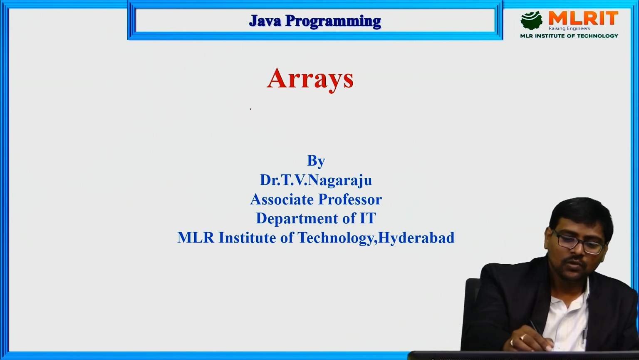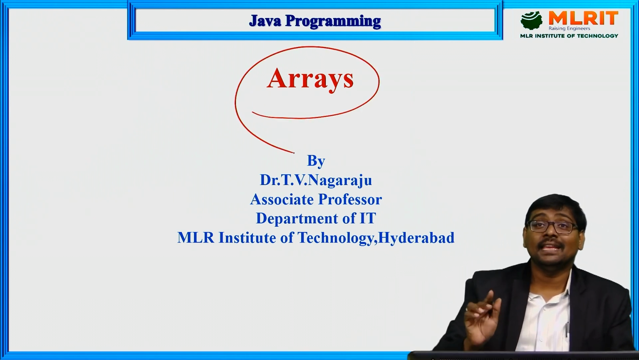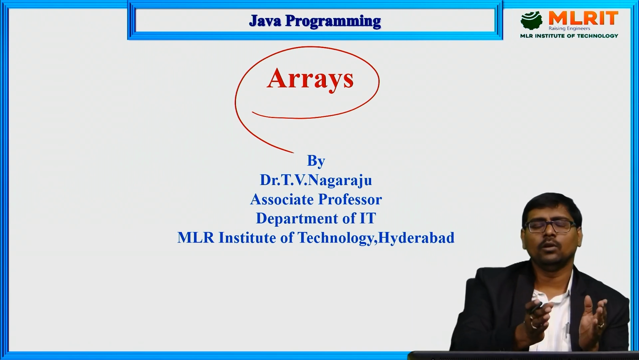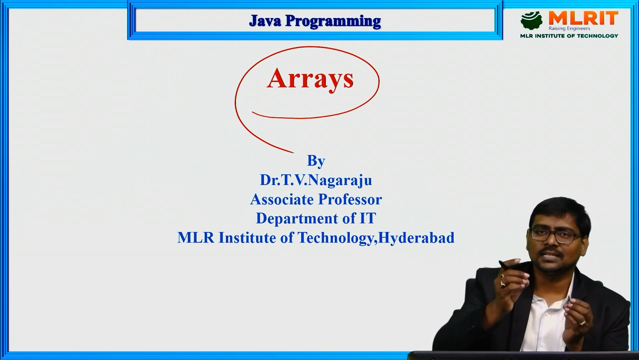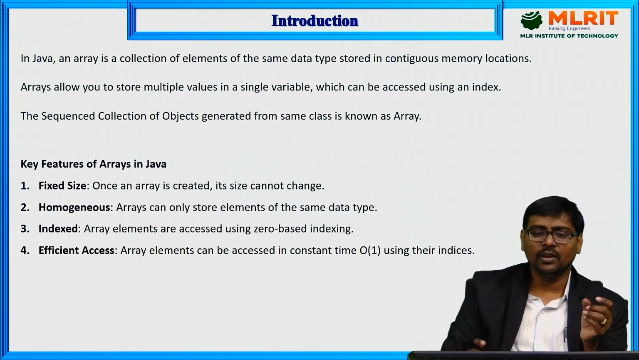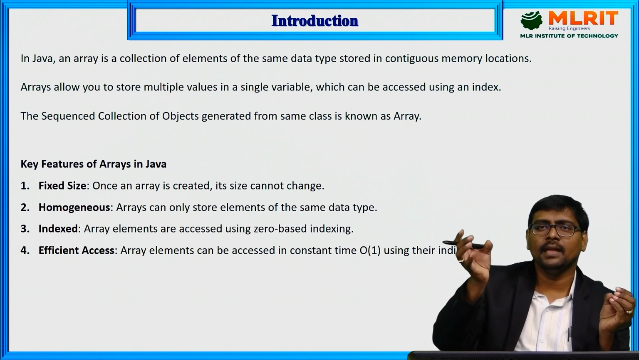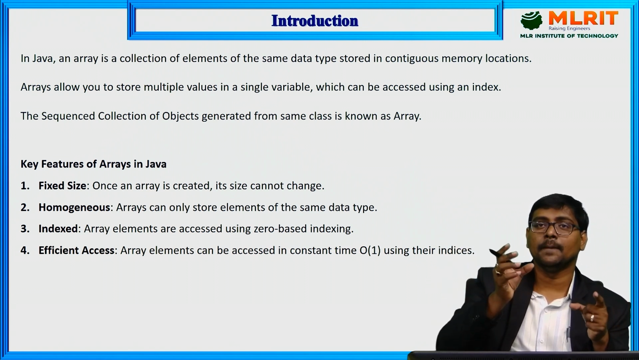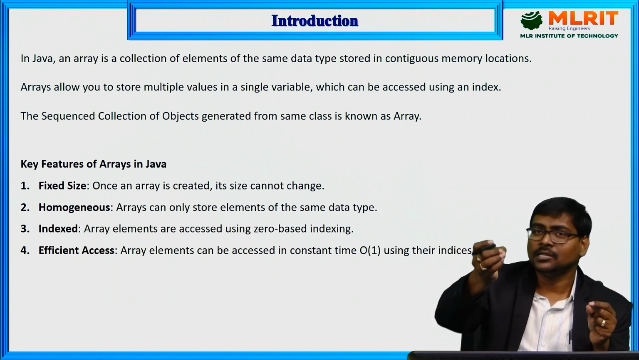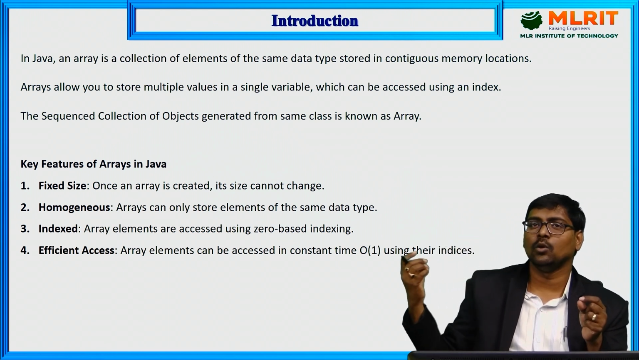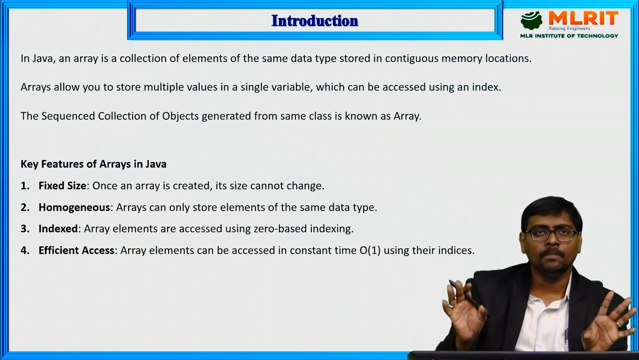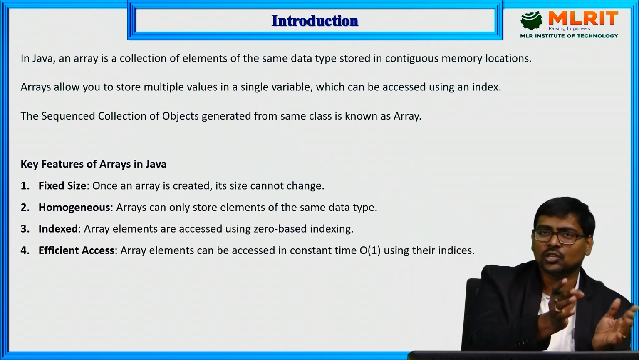In this session, we are going to discuss arrays in Java. Everyone knows that from C language onwards, we have been discussing arrays. What is the array definition? An array is simply a collection of elements of the same data type. All the elements are stored in sequential memory locations. Everything is the same, but here the syntactical structure is different.